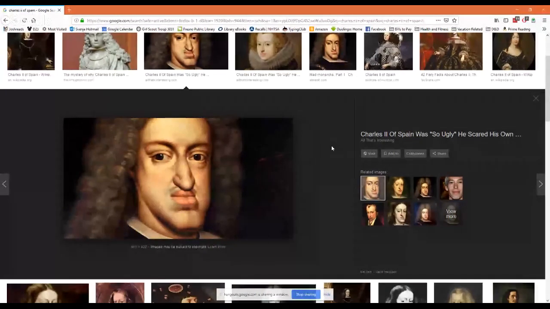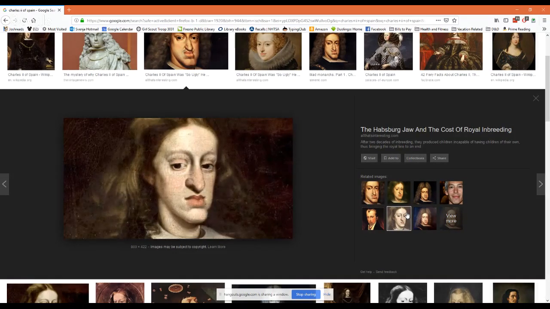So that's Charles II there. He was so inbred that he had a massive chin. By the end of his life, he's infertile. He cannot produce an heir. So that's rough for that guy. And he leaves Spain without an heir.